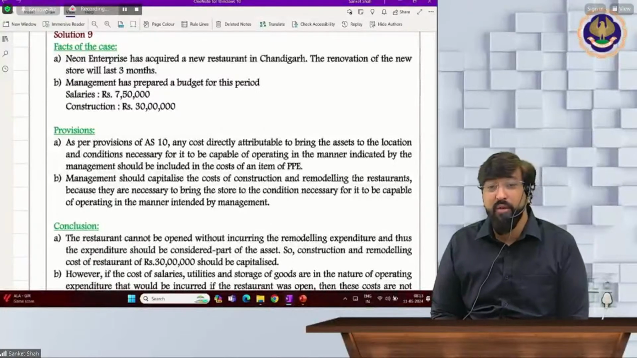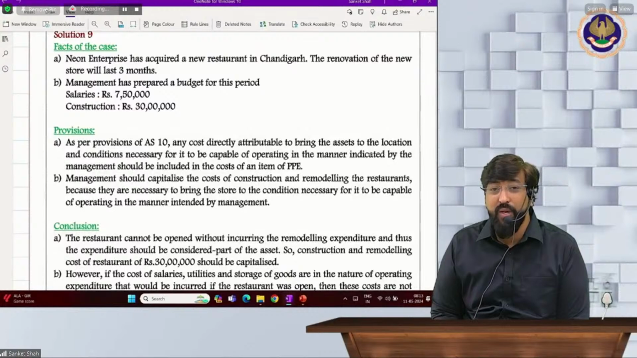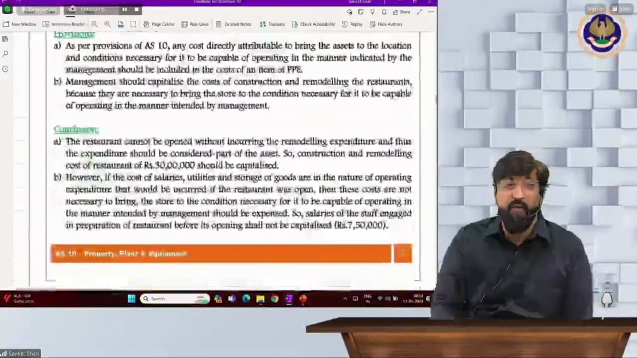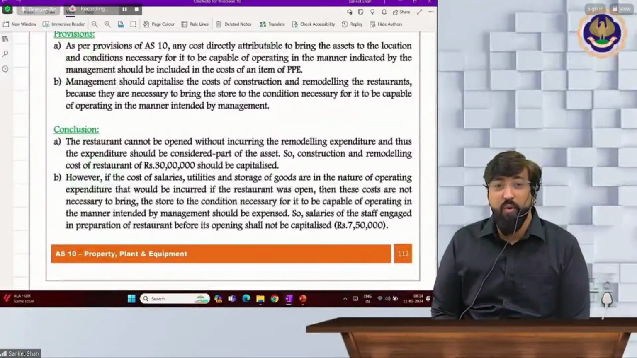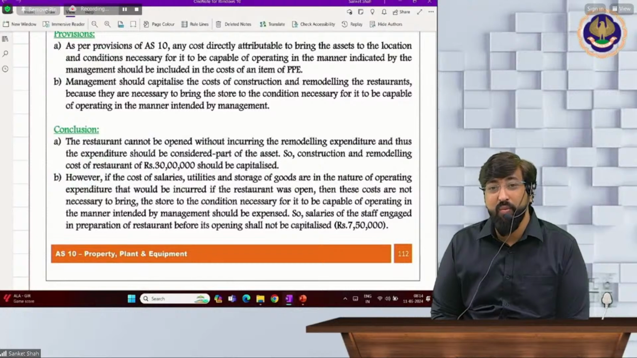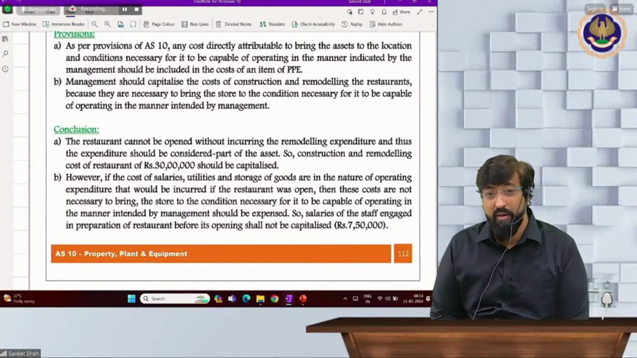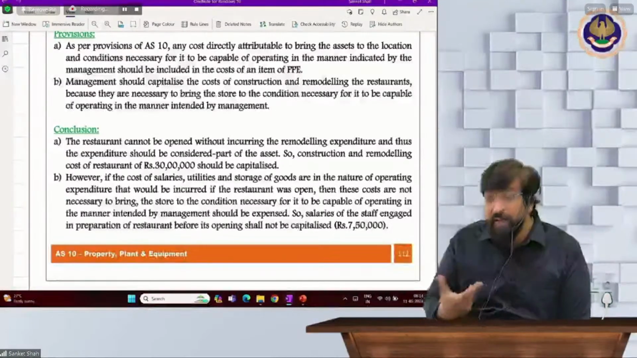Management should capitalize the cost of construction and remodeling of the restaurants because it is necessary to bring the store to the condition necessary for it to be capable of operating in the manner intended by management. So very simple. And the conclusion part: the restaurant cannot be opened without incurring the remodeling expenditure, and thus the expenditure should be considered as a part of assets. So the construction and remodeling cost of the restaurant, 30 lakhs, should be capitalized. However, the cost of salaries, utilities and storage of goods are operating in nature.